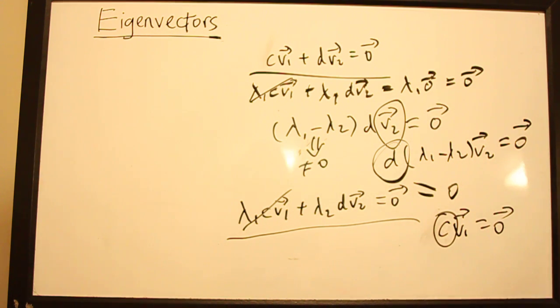So that's an example of a slightly more non-obvious property of eigenvectors that you might not have thought of.